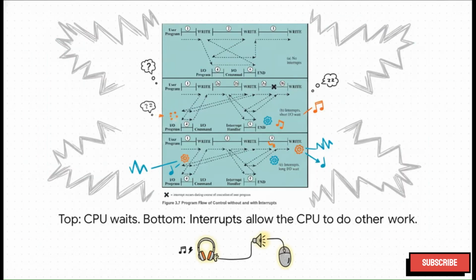And this image just lays it all out perfectly. Look at the top diagram. See all those huge gaps of wasted time? That's the processor just waiting around for something slow, like a hard drive. But now look at the bottom diagram. The processor fires off a command and then immediately gets back to work on something else. It only stops when the device sends an interrupt saying, "Hey, I'm done." This is literally why your music doesn't stutter every time you move your mouse.